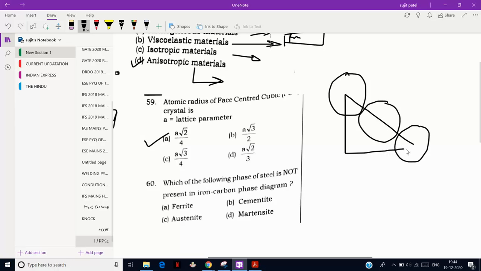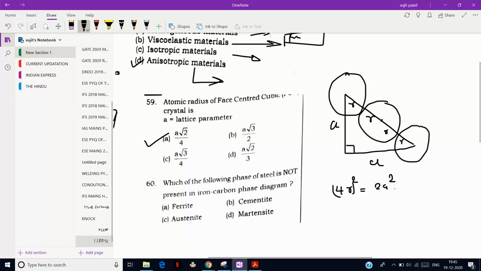So this is the triangle, this is the diagonal, and this is the side a. The atomic radius is R, so the diagonal is 4R. Using Pythagoras theorem, (4R)² is equal to a² plus a², that is 2a².